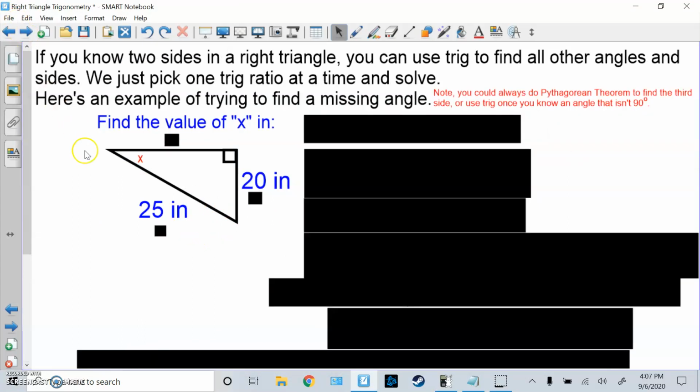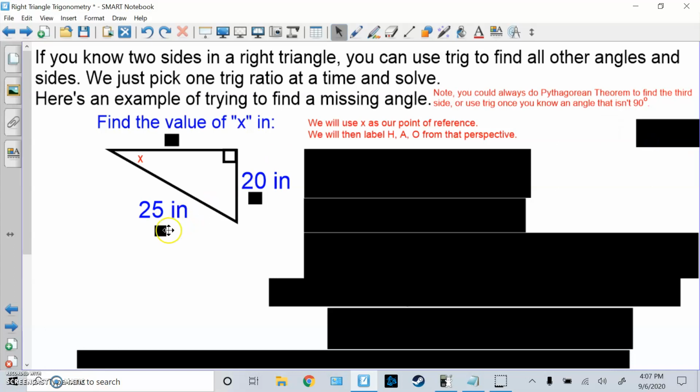Last example. If you have 2 sides, you can use trig to find all the angles. Just pick a ratio and solve. Here's an example when finding an angle. No, you don't use Pythagorean theorem to find the third side, or use trig once you know an angle that isn't 90. So label HAO from our angle x. So there's H, here's A, here's O.